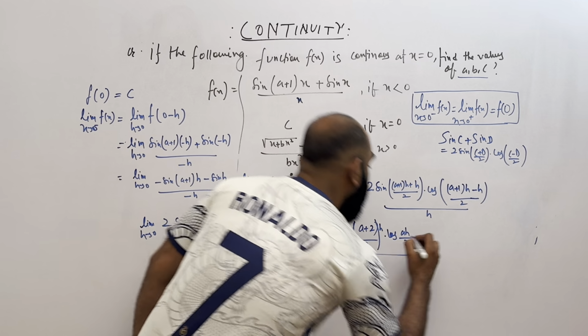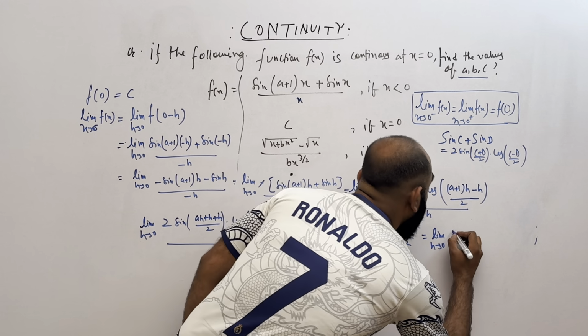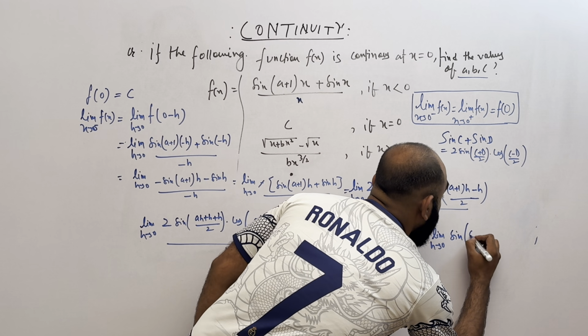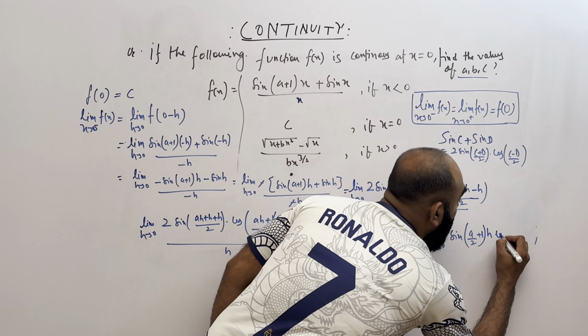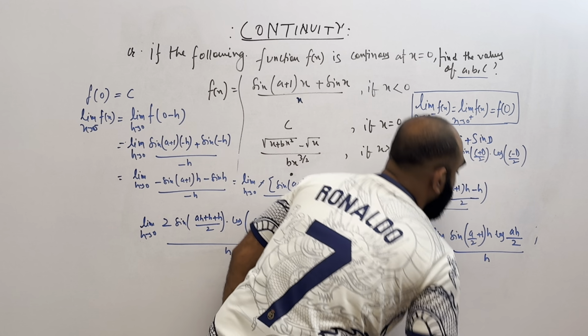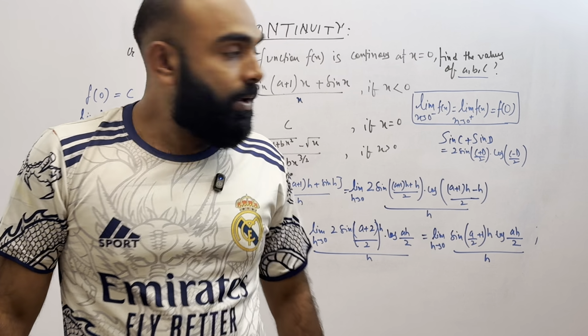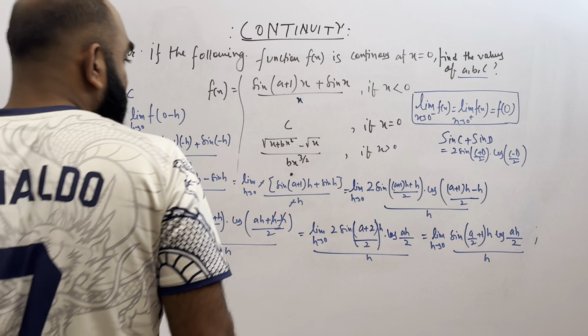I will write limit h tends to 0 of sin of a by 2 plus 1 into h, into cos of ah by 2, divided by h only. Correct? Correct, sir. Okay, now come here.